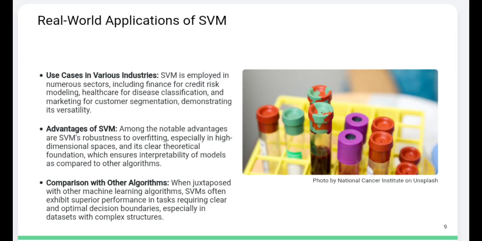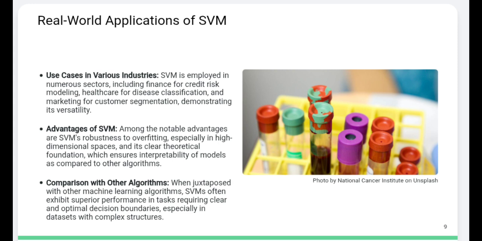Real-world applications of SVM. Use cases in various industries. SVM is employed in numerous sectors, including finance for credit risk modeling, healthcare for disease classification, and marketing for customer segmentation, demonstrating its versatility. Advantages of SVM. Among the notable advantages are SVM's robustness to overfitting, especially in high-dimensional spaces, and its clear theoretical foundation, which ensures interpretability of models as compared to other algorithms.